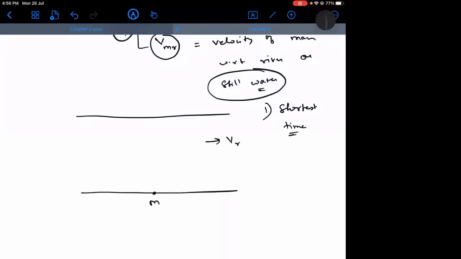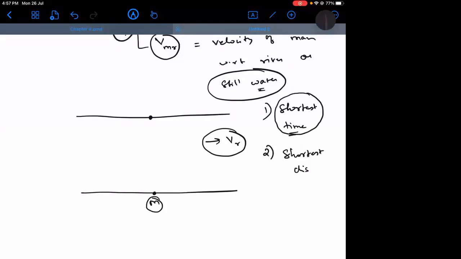Did you understand this? How should this man start swimming? The man is starting from one of the banks of the river, but the river is flowing in this direction. So how is the man supposed to start moving to reach in the shortest time possible? Second is, how should the man swim so that he covers the shortest distance possible? Shortest time, and the second is shortest distance. When he wants to move in the shortest time, he will start moving exactly perpendicular.